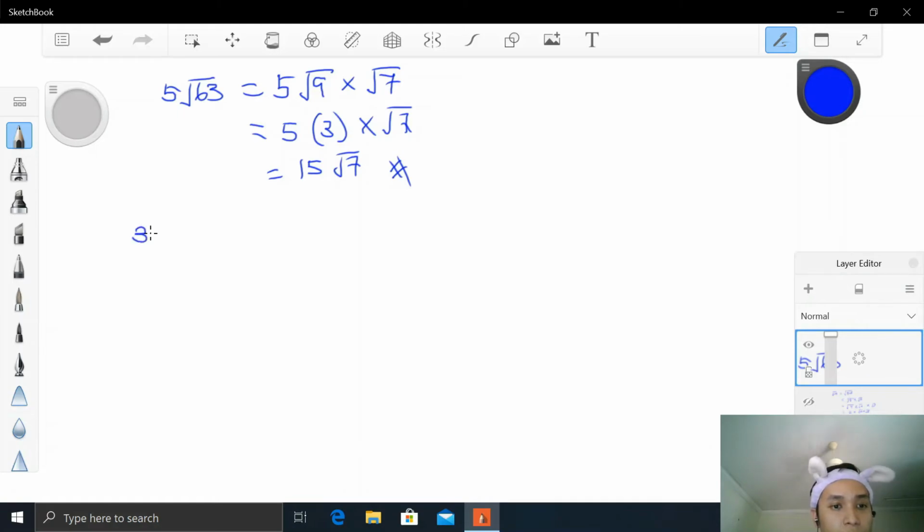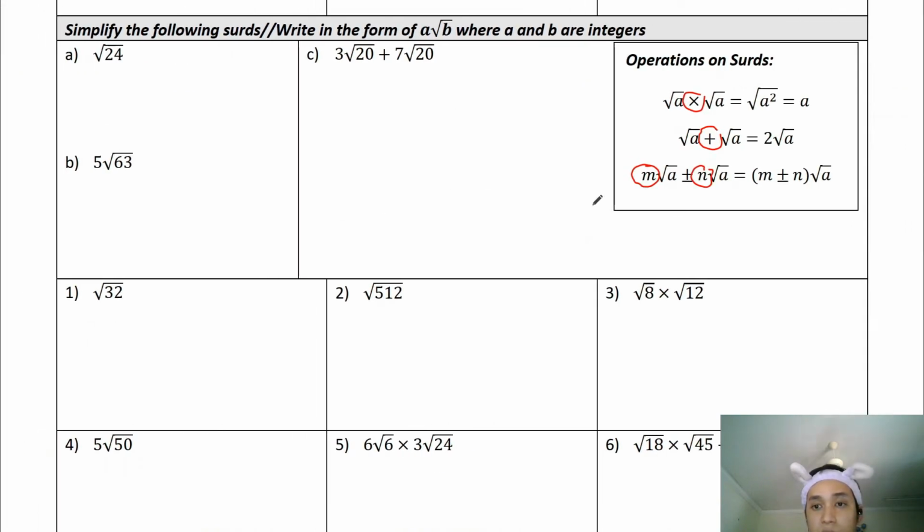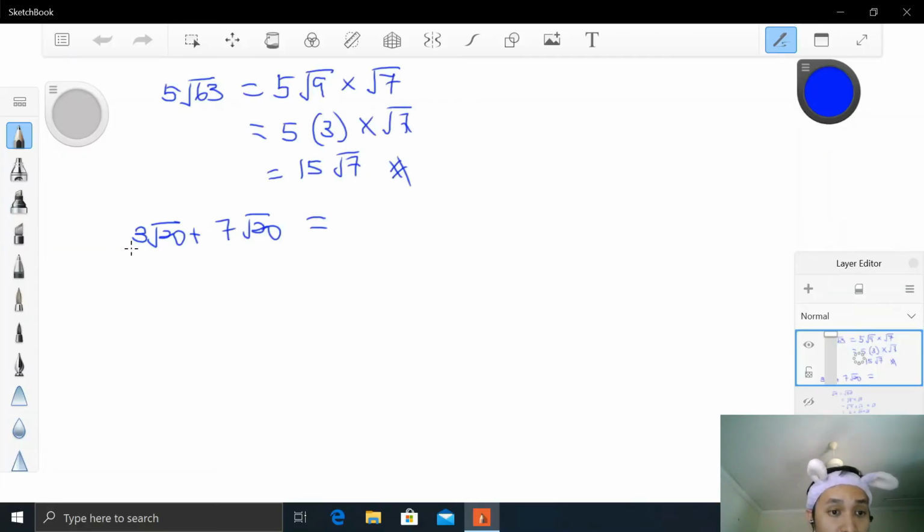Next one, C. You have 3 surd 20 plus 7 surd 20. For this one, you are going to use this particular relationship here: you add the number outside, and the surd you leave it. So here you add the numbers outside, 3 plus 7 surd 20. So this one will be 10 surd 20.